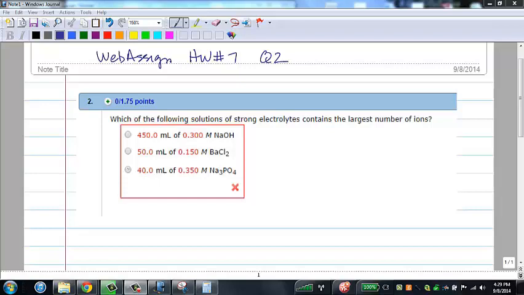Hi students, welcome to homework number 7, question 2. This question is asking which of the following solutions of strong electrolytes contain the largest number of ions.